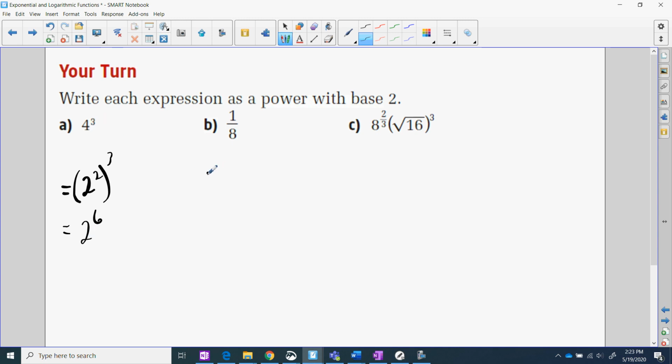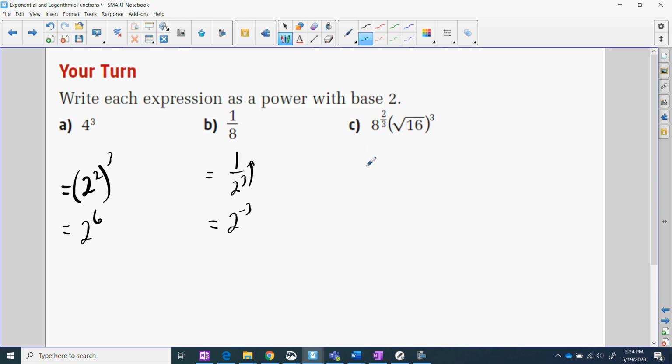1 over 8. Well, 8 is 2 cubed. And exponent work says if we have an exponent in the denominator, it can jump to the numerator, and the exponent will just switch to a negative. So 2 to the negative 3 is 1 over 8.